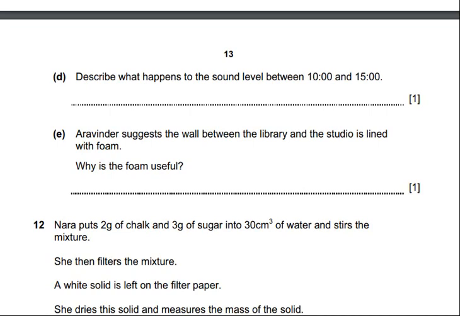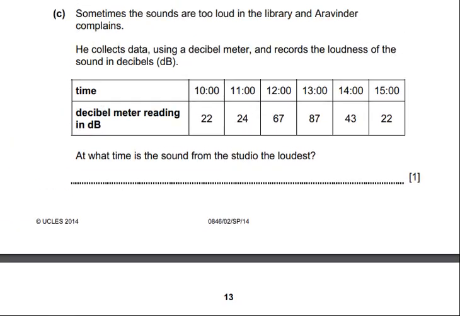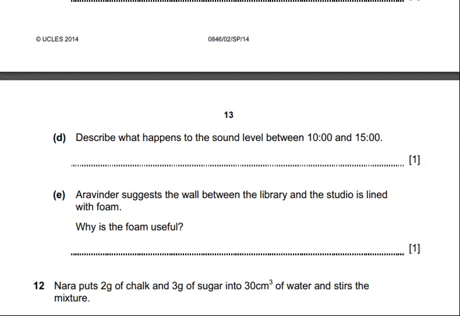Page 13. Question D. Describe what happens to the sound level between 10 to 15. So here it means from the beginning. If we go back to the table, the starting time is 10 and the ending time or the last point is 15. So if you look at the table, you see the number gets bigger, then becomes smaller once again. So here we have to write down it gets louder and then softer. I'll repeat the answer. It gets louder and then softer.